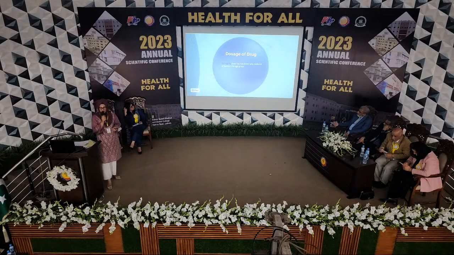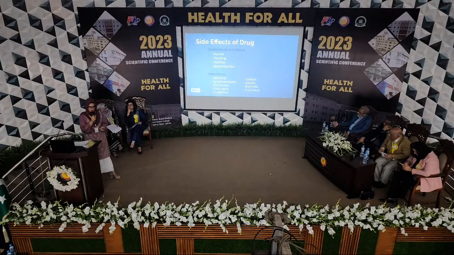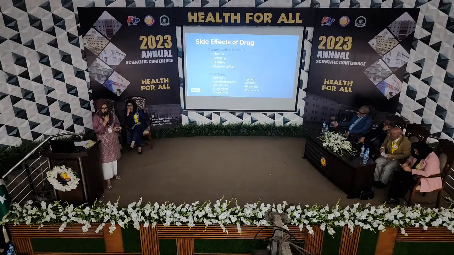A 3.5 mg per kg dose is effective in this age group. Coming towards the side effects of the drug, it is mainly gastrointestinal in nature, which includes nausea, vomiting, diarrhea, abdominal pain, and other effects, but these are very rare.